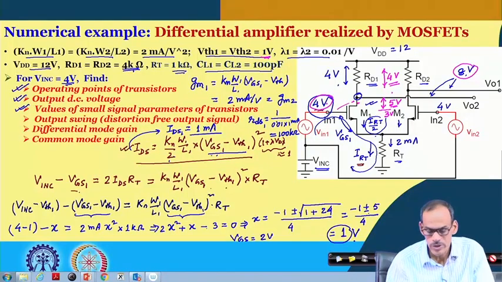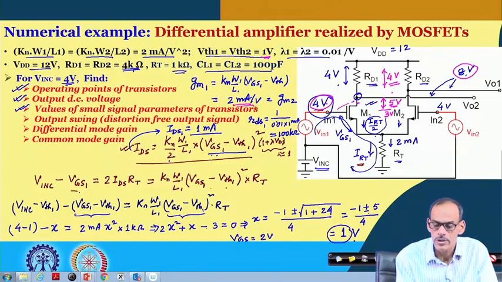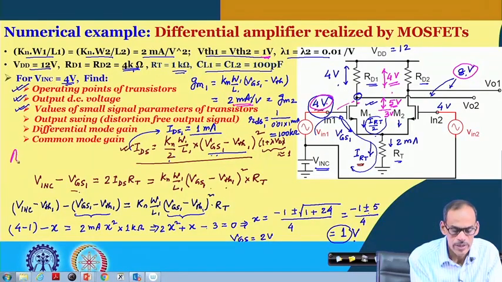Now, coming to the gain, GM is 2 milliampere per volt. So, that gives us the differential mode gain AD equals GM1 into RD. So, this is 2 milli multiplied by 4K. So, that is equal to 8.